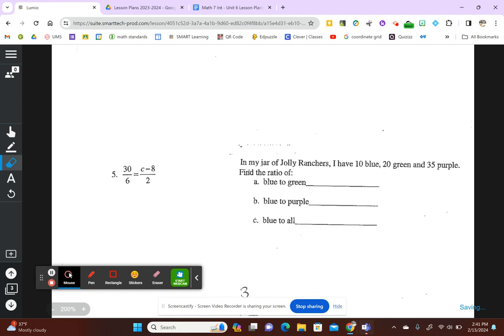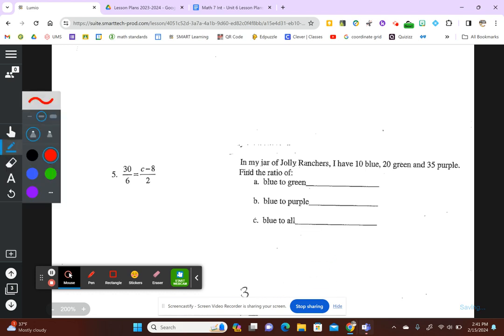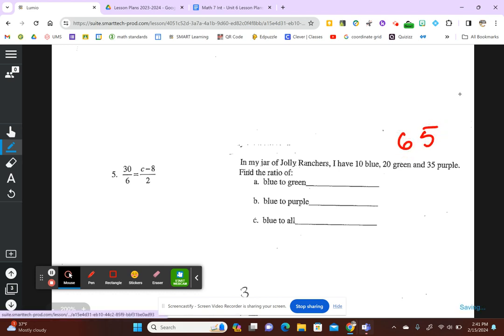Okay, and now for the other one, I have 10 blue, 20 green, and 35 purple. So I have a total of 65. And let's see, blue to green is 10 to 20, which simplifies to 1/2. Blue to purple is 10 to 35, which simplifies to 2/7. And blue to all is 10 to 65, which simplifies to 2/13.